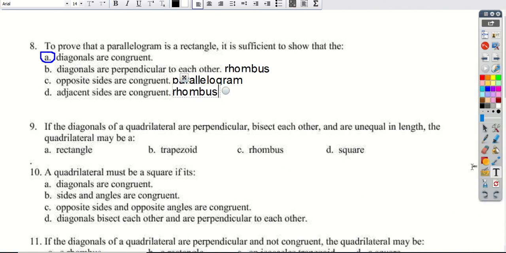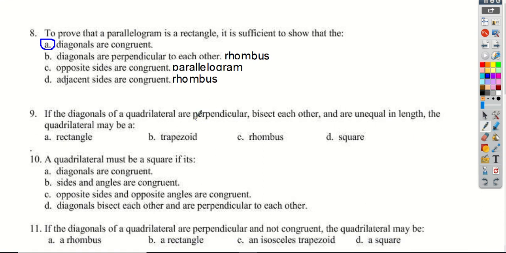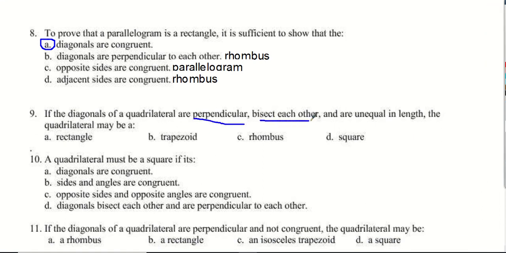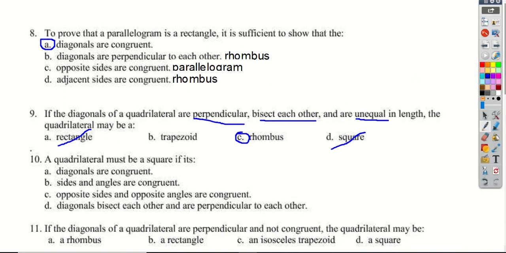All right. For number 9, if the diagonals are perpendicular, they bisect each other, and here's the key, they're not equal. So if they're not equal, it can't be a square, and it can't be a rectangle. So it has to be a rhombus for choice number 9.